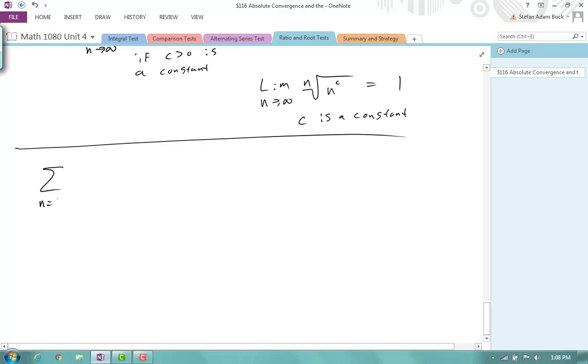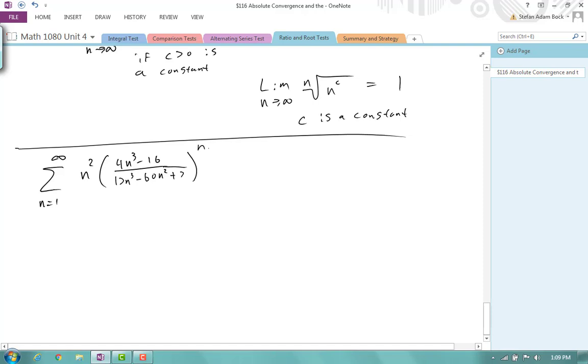Let's see. I'll have the sum from n equals 1 to infinity of n squared times 4n cubed minus 16 divided by 17n cubed... whoops. Let me try it this way. Let me do 17n cubed minus 60n squared plus 7. Yes. And we'll raise this to the simple power of n.